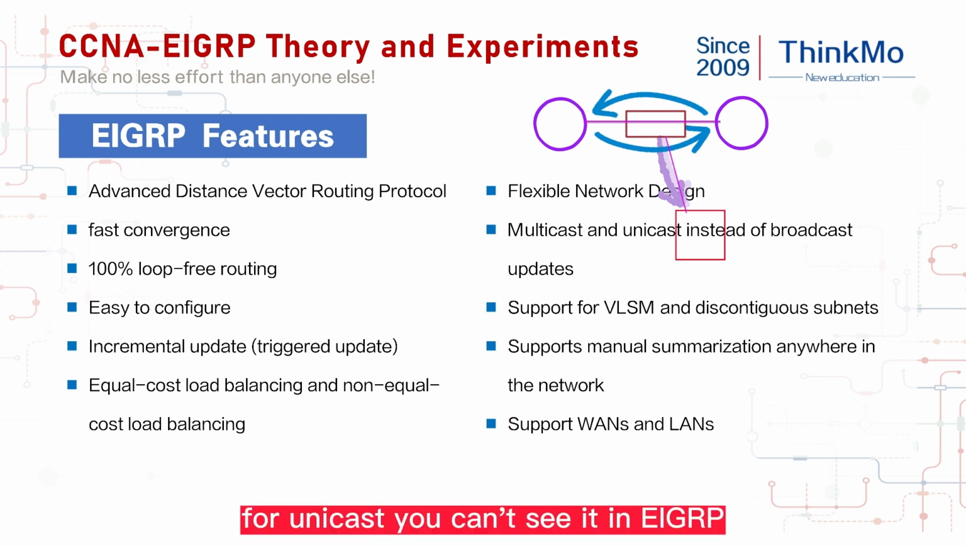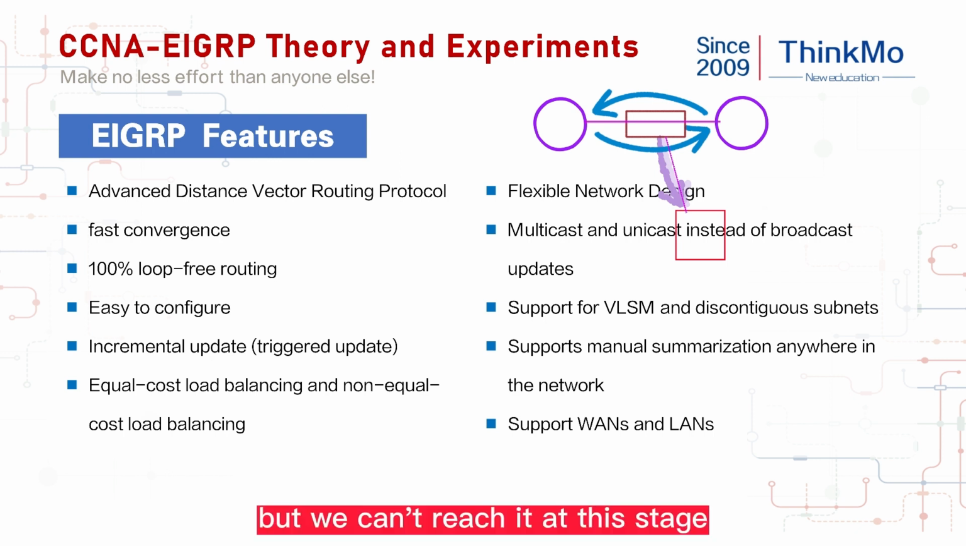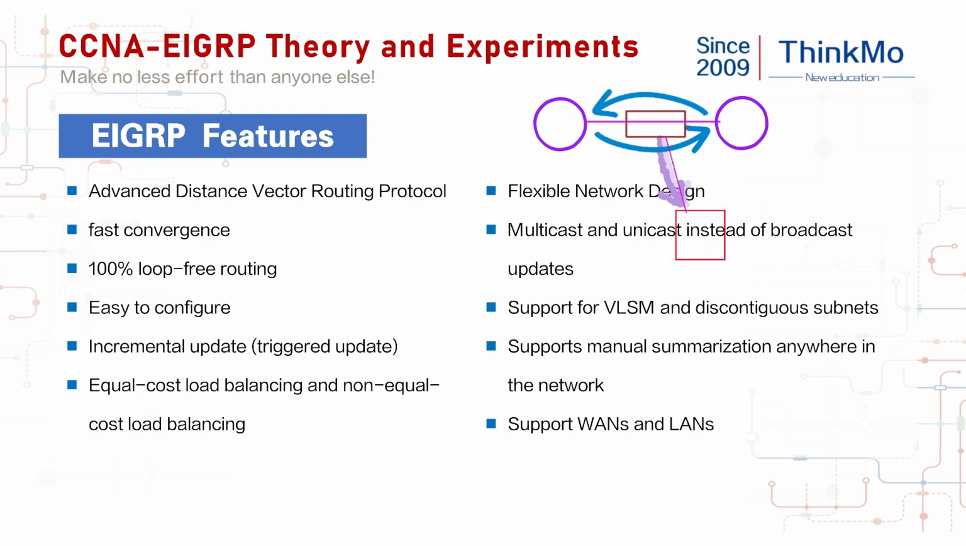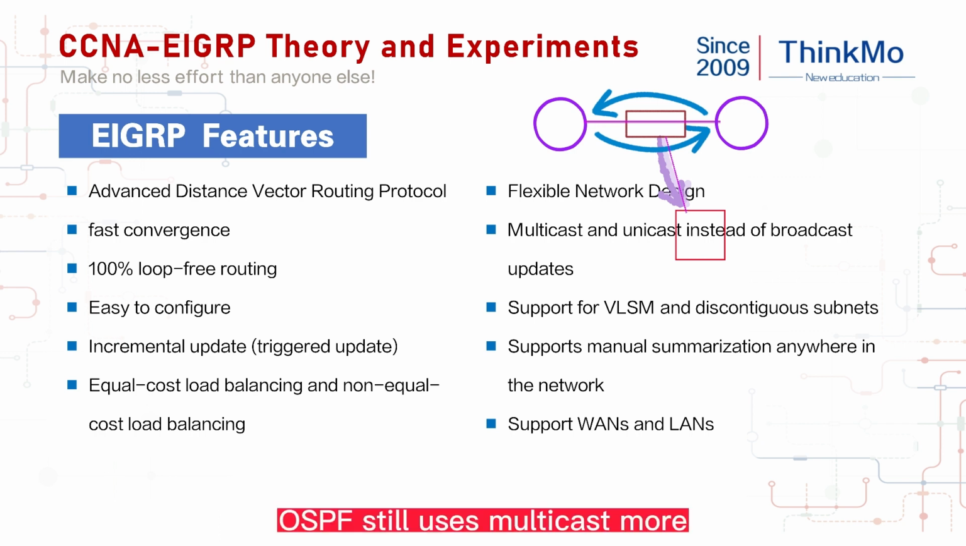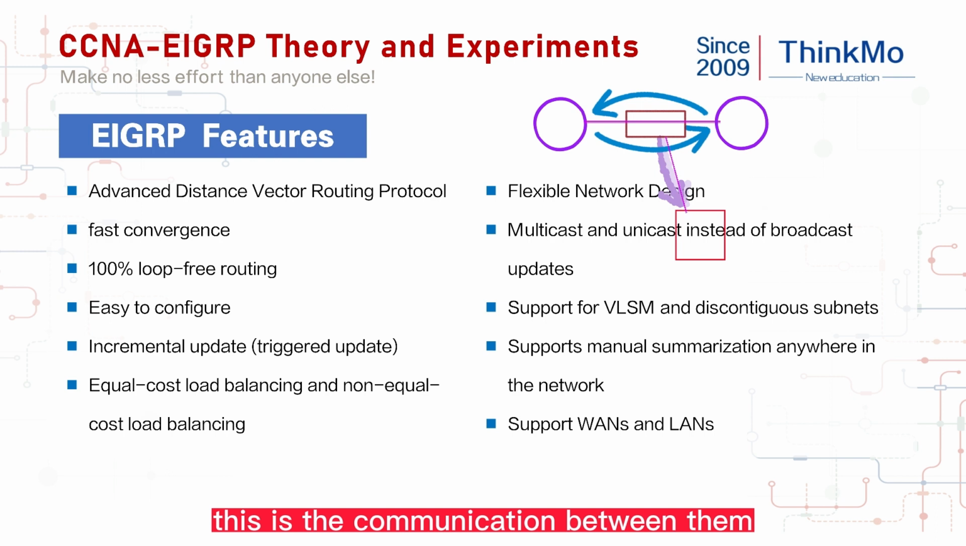For unicast, you can't see it in EIGRP. You have to go into OSPF to see it. You will learn it in the NP stage in the future. When learning OSPF, you will learn about a network type called NBMA. Under this type of network, communication is done overall via unicast. But we can't reach it at this stage. Of course, OSPF still uses multicast more, same as EIGRP, for the communication between them.